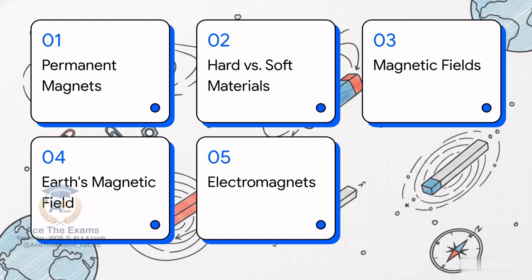From there, we'll map out how to actually visualize these invisible magnetic fields. Then, it's time to scale way up to the Earth's own magnetic field. And finally, we'll wrap up by creating our own power-on-demand electromagnets.